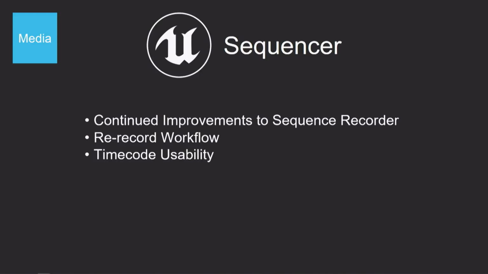Also on the sequencer front, there's a whole bunch of improvements coming to Sequence Recorder. Some of that stuff made it into 4.20, but it's continuing on. A good example of that is there's a take system now, so you can easily record takes of the same thing, name them more easily, and organize it a little bit better in your project.